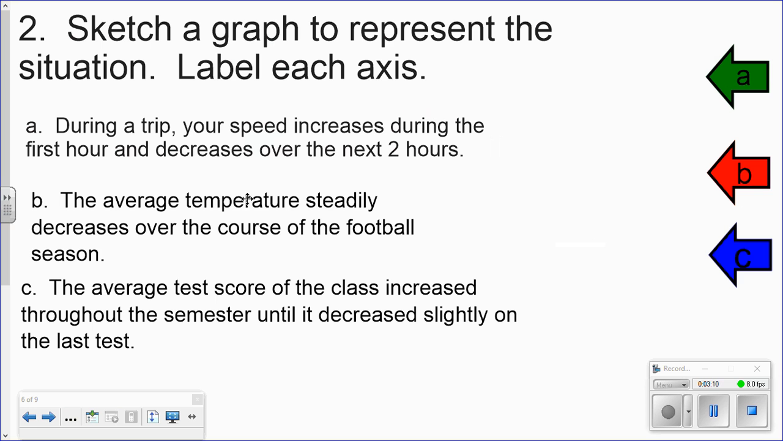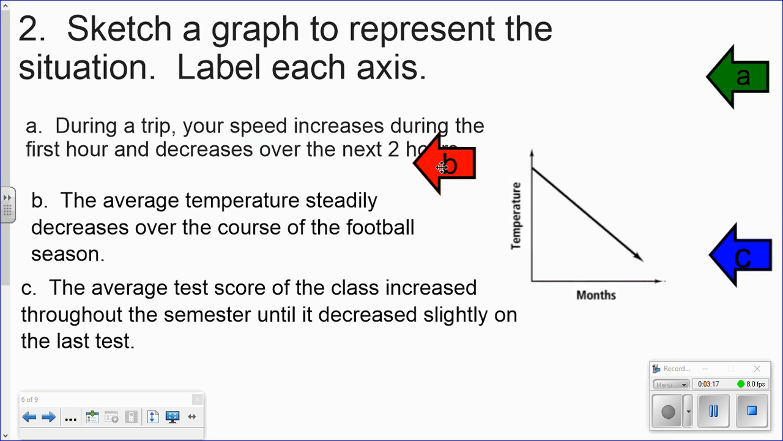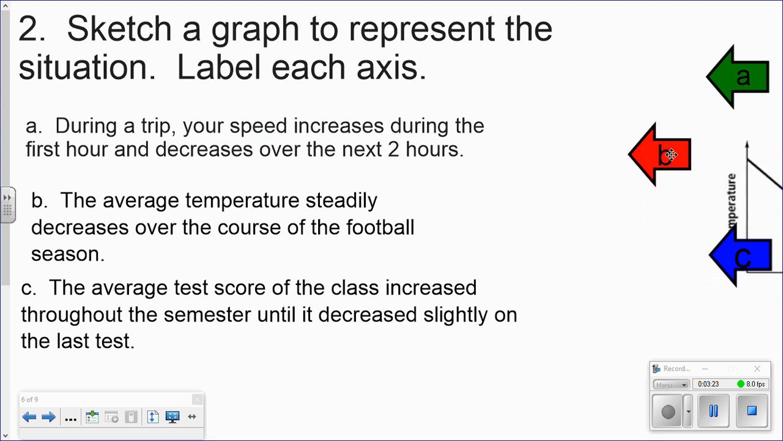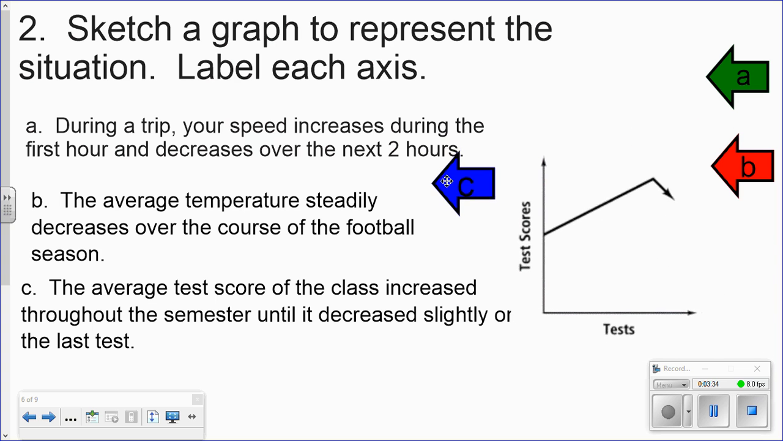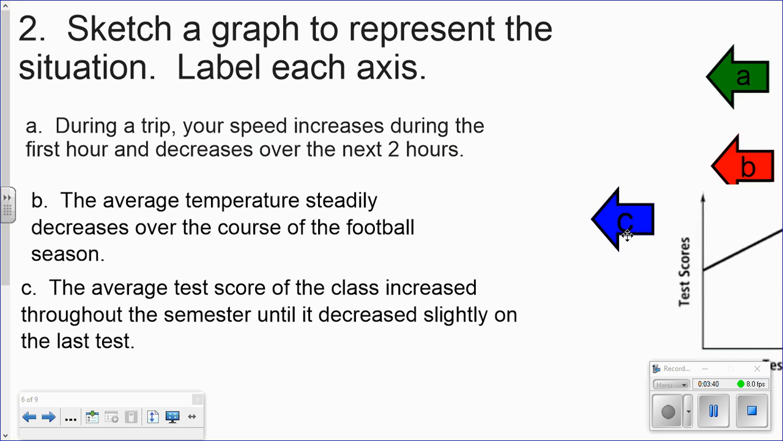In the next example, the average temperature steadily decreases over the course of the football season. So your graph might look something like that. Temperature is going down over time. And the third one, the average test score of the class increased throughout the semester until it slightly decreased on the last test. So we have something like that where our test score is increasing and then sloping down at the end.